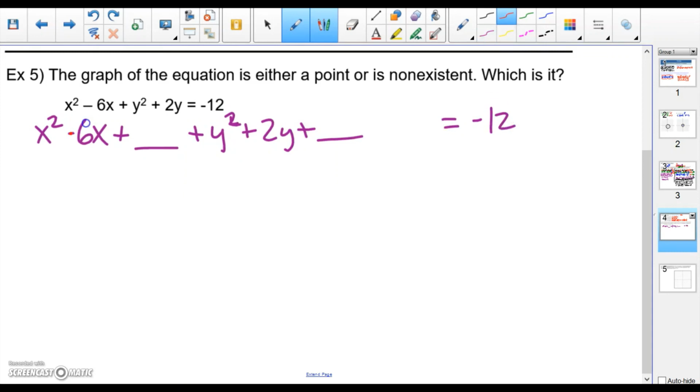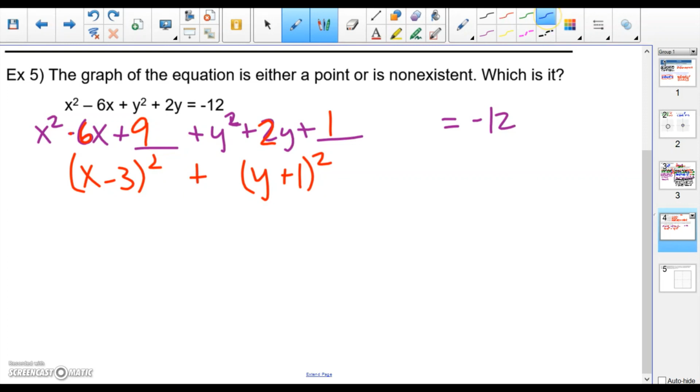So half of this number right here is negative 3. Square that is 9. So we've just completed the square for that part, x minus 3 squared. Over here you see a 2, so half of that number is a 1. Square that is a 1, and we've completed the square over here. But what we've done is we've thrown off the equation by adding this 9 and adding this 1. And so what we want to do is subtract a 9 and subtract a 1 just to keep my equation in balance, just to keep everything equal.